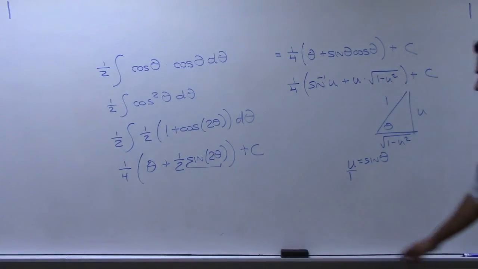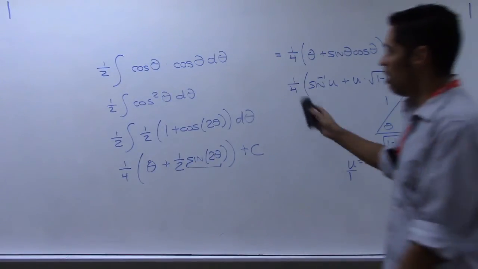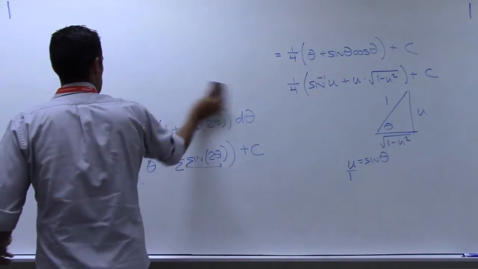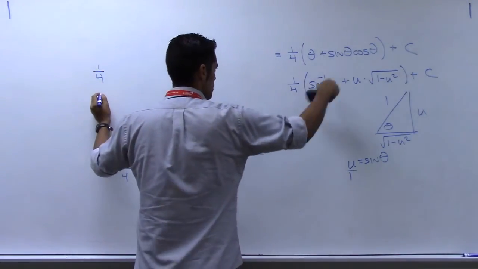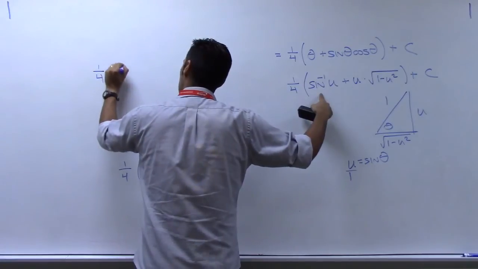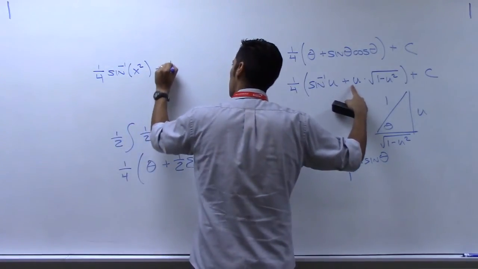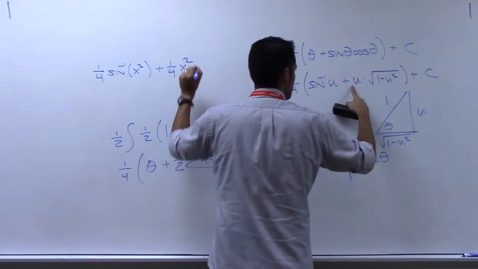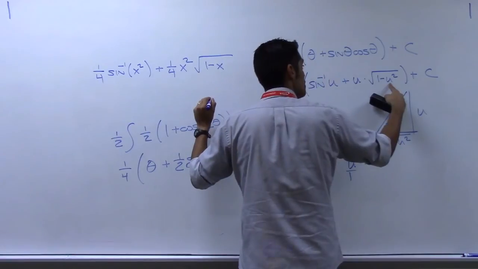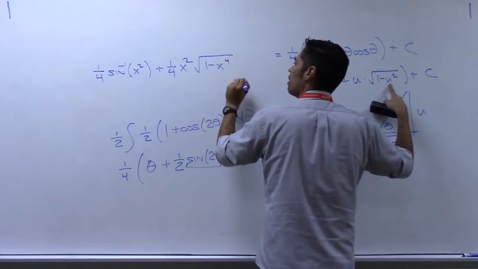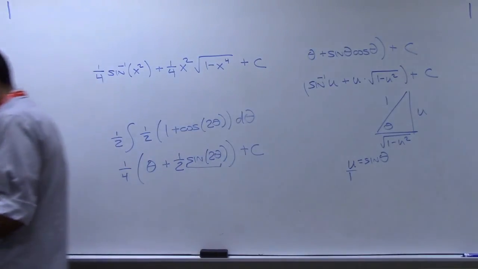And then the last step is to replace all of our u's with what u was when we started this problem with the basic substitution. So we'll go 1/4, and I'll distribute the 1/4 through. Arc sine of x squared, because that's what u was, plus 1/4 x squared square root 1 minus x squared squared, so x to the 4th, and then plus a constant. And that's it. That should be 59.